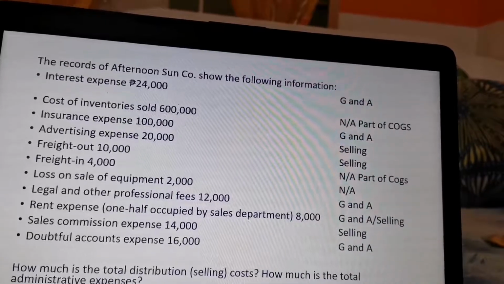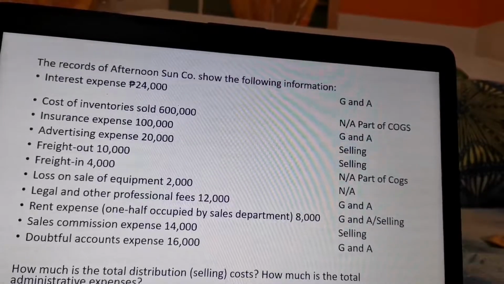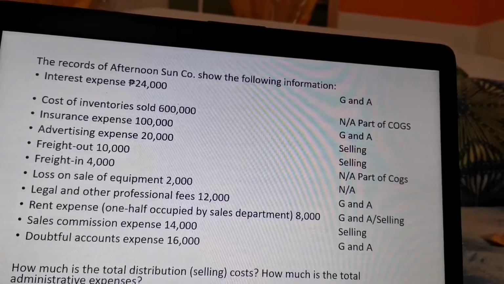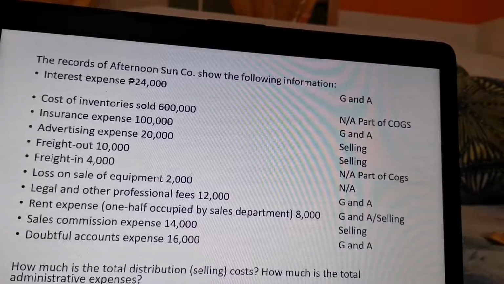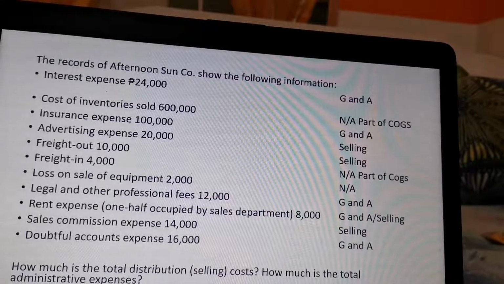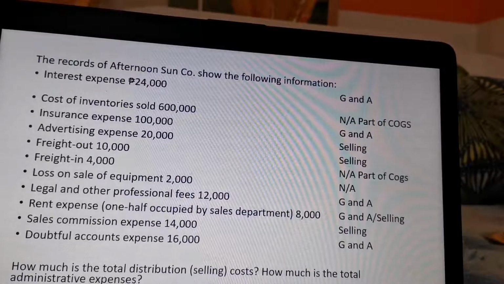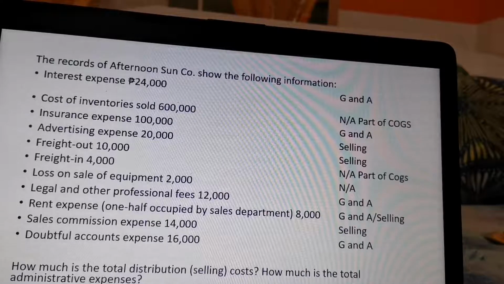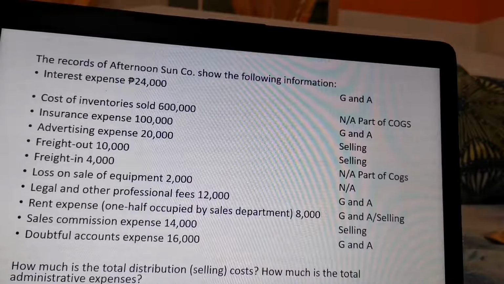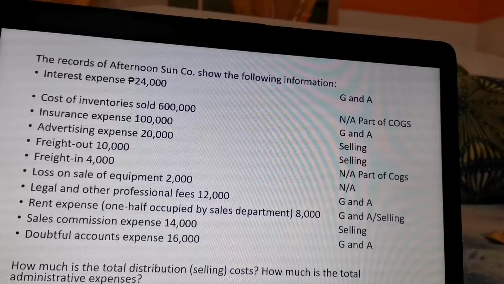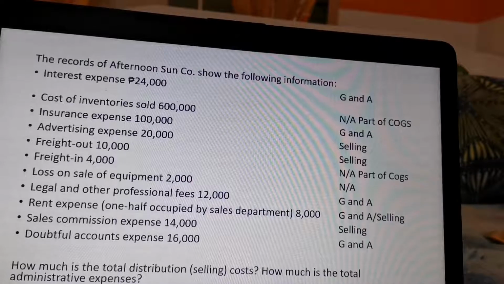Yan. Next ay ito, loss on sale of equipment, 2,000. Ito ay hindi siya line item ng distribution at hindi din siya line item ng administrative. So, not applicable siya. Legal and other professional fees, kaya nga nang sinabi natin sa definition, general and administrative siya. Rent expense. Ito, 1/2 occupied by sales department. So, 1/2 nun kay sales department, ibig sabihin nun, hati sila. So, 1/2 general and administrative and 1/2 is for selling expenses.